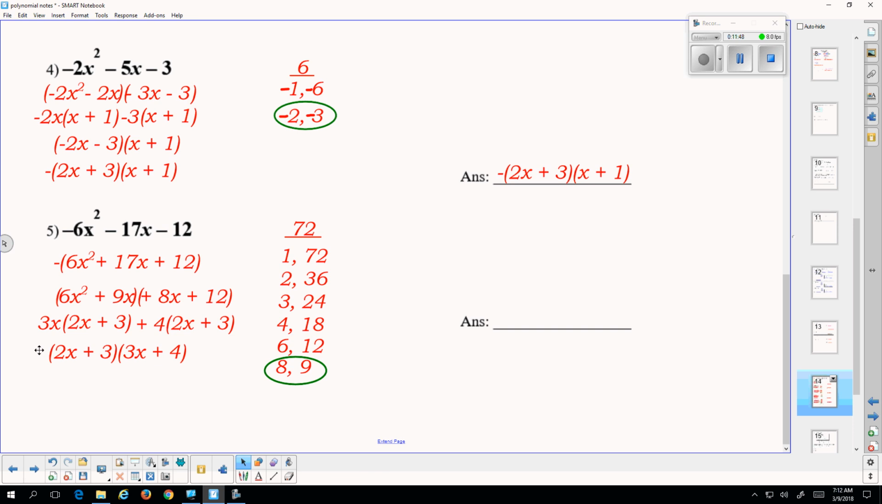But then don't forget we had that negative in the beginning. So throw that negative back in there. Okay. So my final answer is negative 2x plus 3 and 3x plus 4. I think if you switched the 8 and the 9, you'd probably just have the 3x plus 4 go first. But it actually doesn't matter. As long as you have 2x plus 3 and 3x plus 4 with the negative out front, you can switch these two, and everything will be fine.